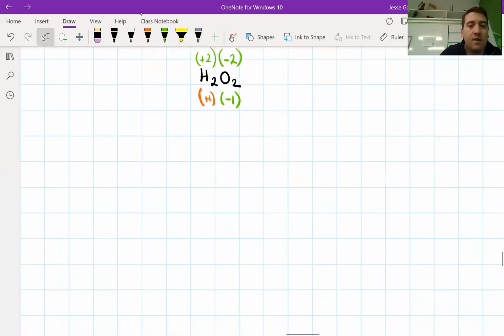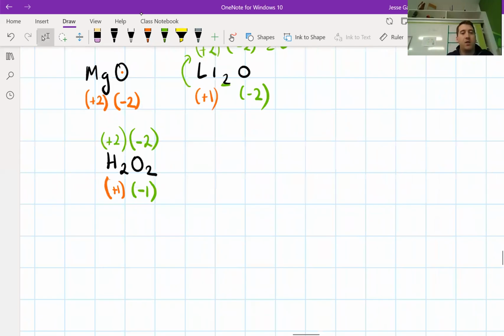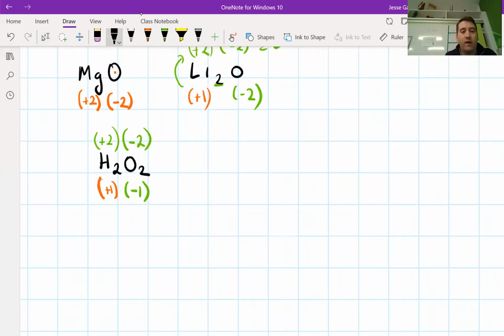There is one other time that oxygen will not be -2, and that is if it's combined with fluorine. Fluorine is the only element on the periodic table that's more electronegative than oxygen.